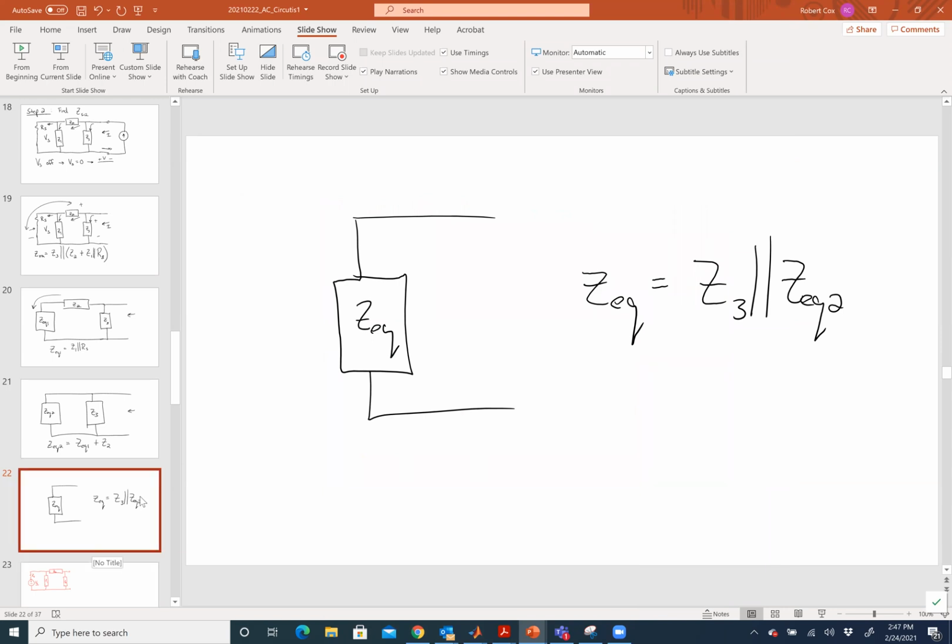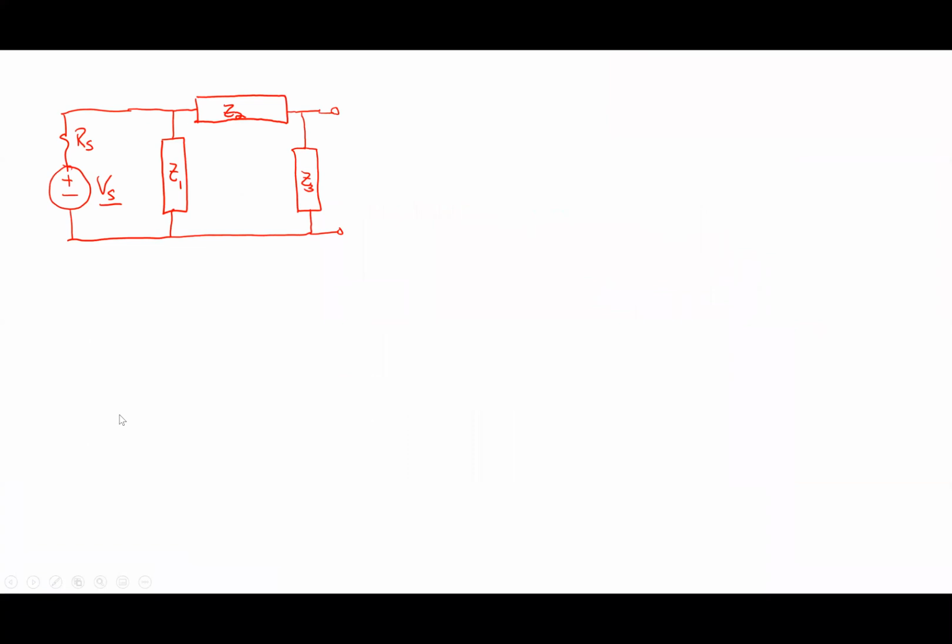So I figured out the equivalent impedance. What else do I have to do to get a Thevenin equivalent? Open circuit voltage, right? So, all right, here's the circuit. How do I figure out VOC? VOC is the voltage at the terminals with no load. It's the open circuit voltage at the terminals. So it's the same as the voltage across Z3.